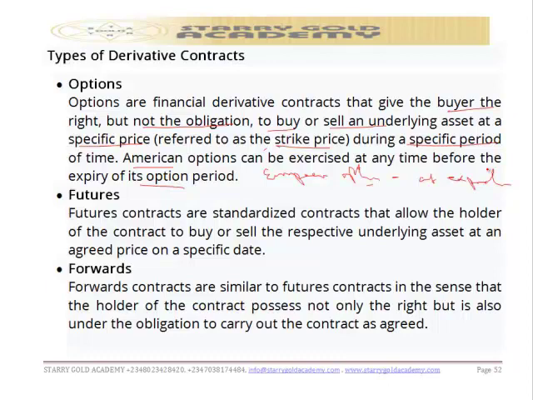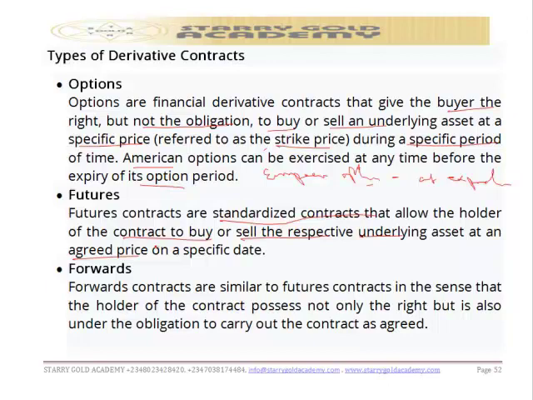Another type of derivative contract we have is the futures contract. Futures contracts are standardized contracts that allow the holder of the contract to buy or sell the respective underlying asset at an agreed price on a specific date. That is what we know as future. The parties involved in a futures contract not only have the right but are also under obligation, unlike options where they have the right only. Here it is both rights and obligations to carry out the contract as agreed.